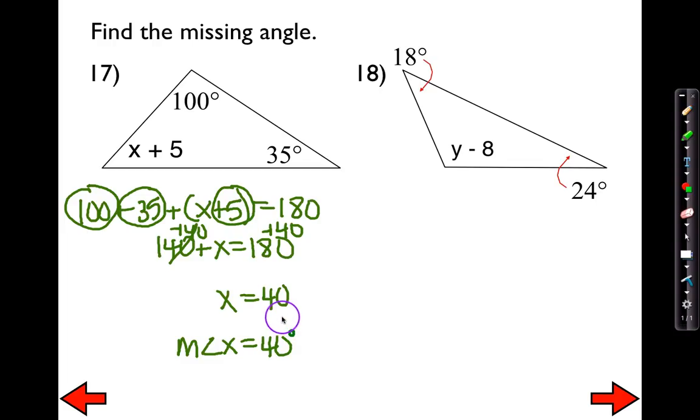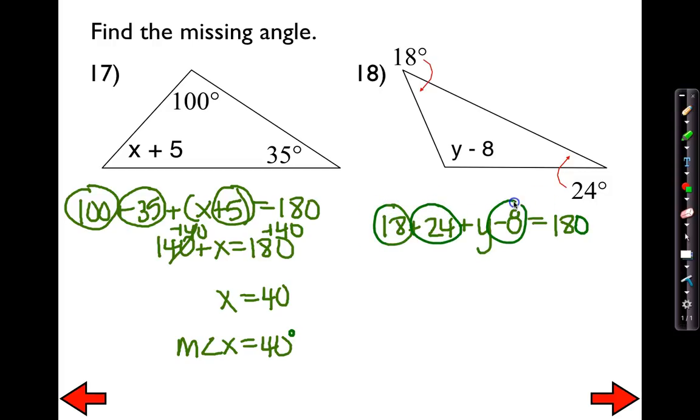Now I'm going to challenge you and have you pause the video and try number 18 by yourself. Okay, so let's see how well you did. Hopefully you put 18 here plus 24 plus y minus 8, my mistake. This is a triangle, and we know all the angles in a triangle add up to 180 degrees. So we're going to combine like terms. We're going to combine 18, 24, and negative 8. Be very careful. But real quick, 18 minus 8 is 10, so 10 plus 24 is 34. 34 plus y equals 180 degrees.